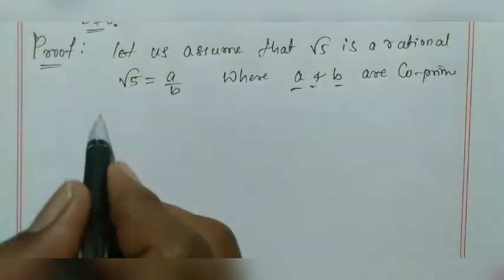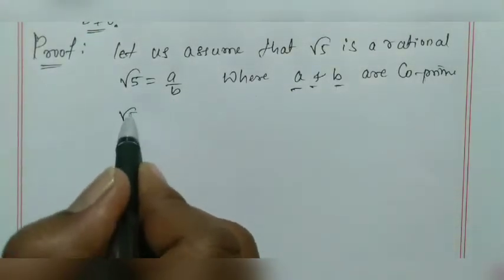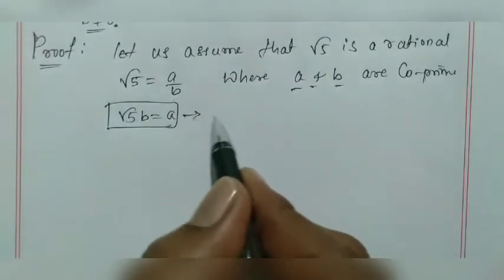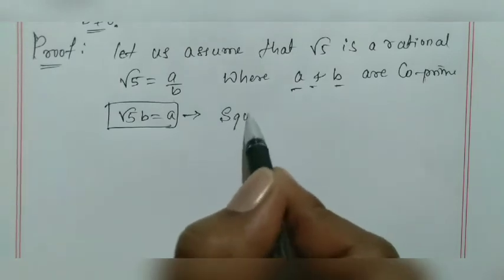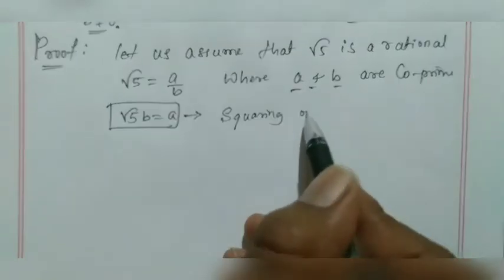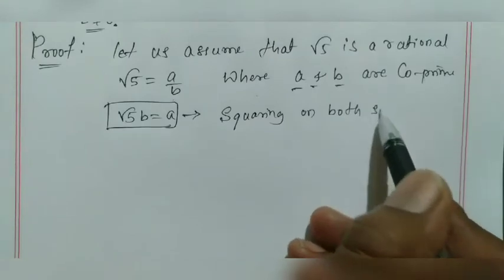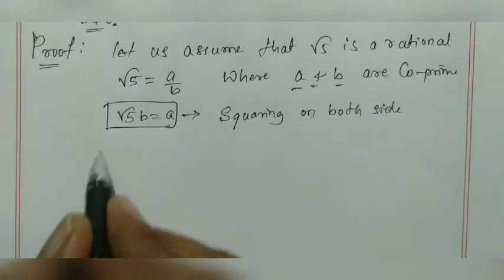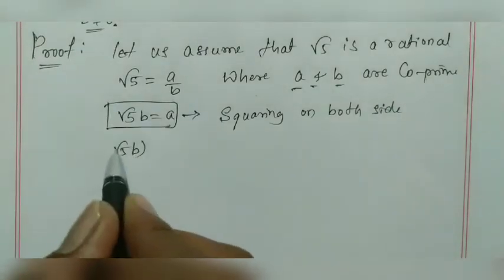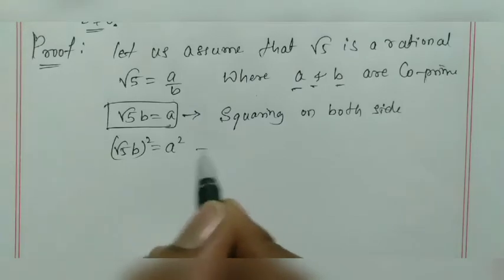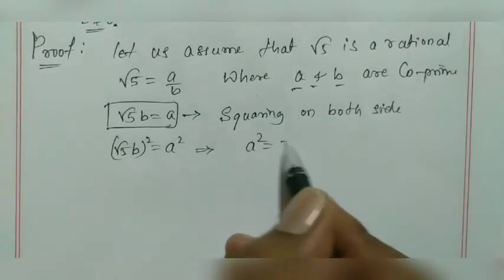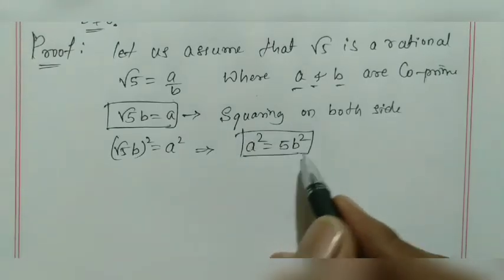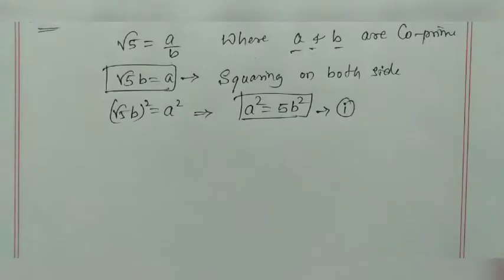Next you can bring this on this side. So this is root 5 into b equal to a, right? So next you can write squaring on both sides. Then this becomes root 5 b whole squared, which equals a squared. This implies a squared is equal to 5b squared. You can call this equation 1.